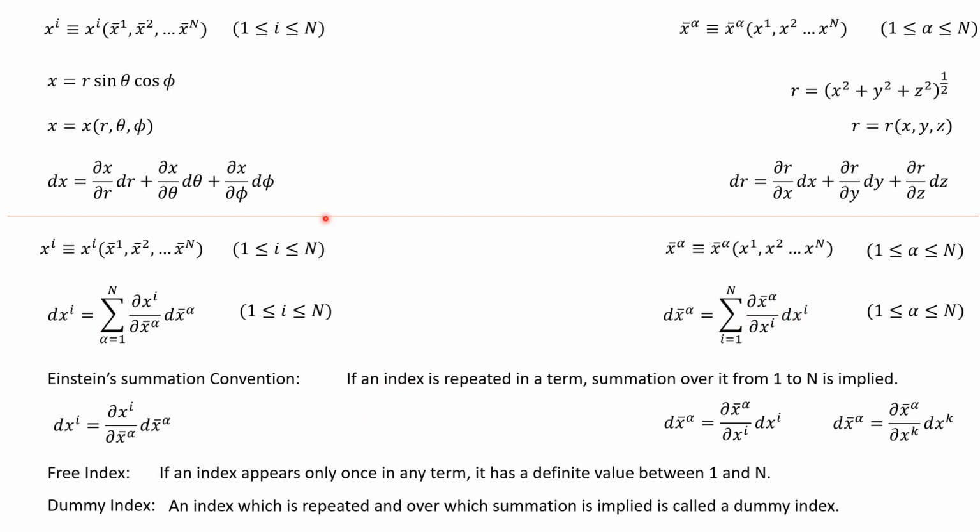A dummy index is an index which is repeated and over which summation is implied. For example, here we have I as a superscript which occurs in two terms and hence the summation is implied. So the summation is implied on this index I, and this can be suitably replaced by any other symbol, let us say k. So dou x bar alpha by dou x superscript k dx superscript k is exactly equivalent to this expression.